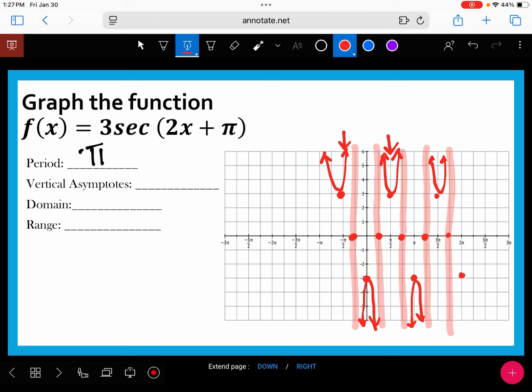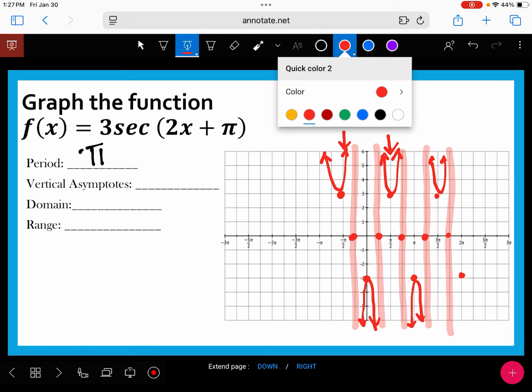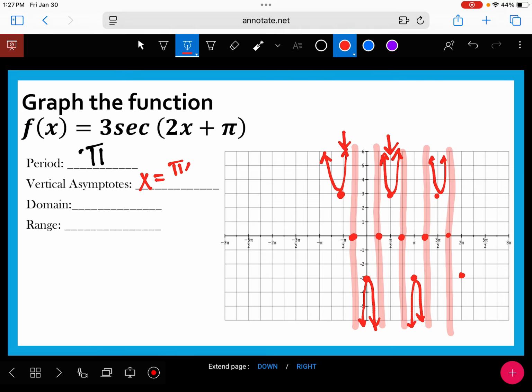Now, my first positive vertical asymptote is at pi over 4, plus and minus. Your asymptotes are always going to be at half of the period. So what's half of pi? What do you get when you take pi and divide it by 2? Pi over 2. So it's plus and minus pi over 2 n.